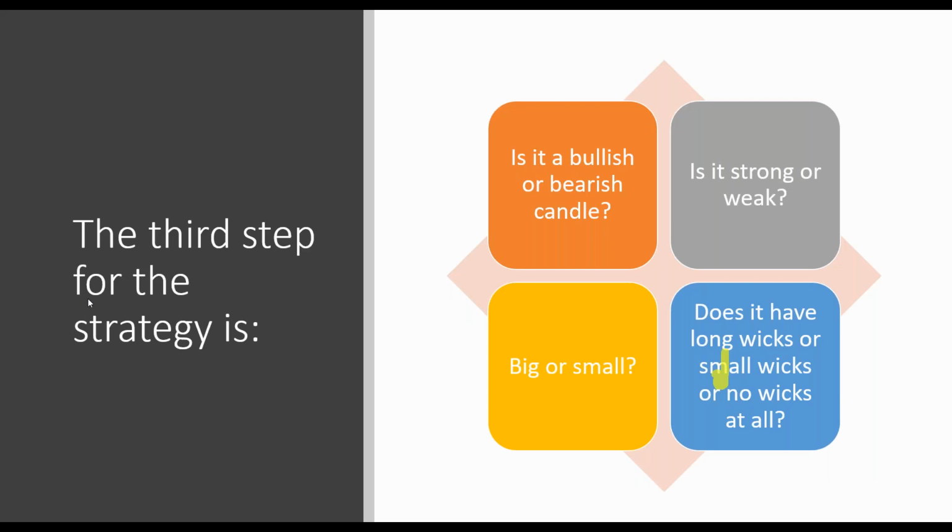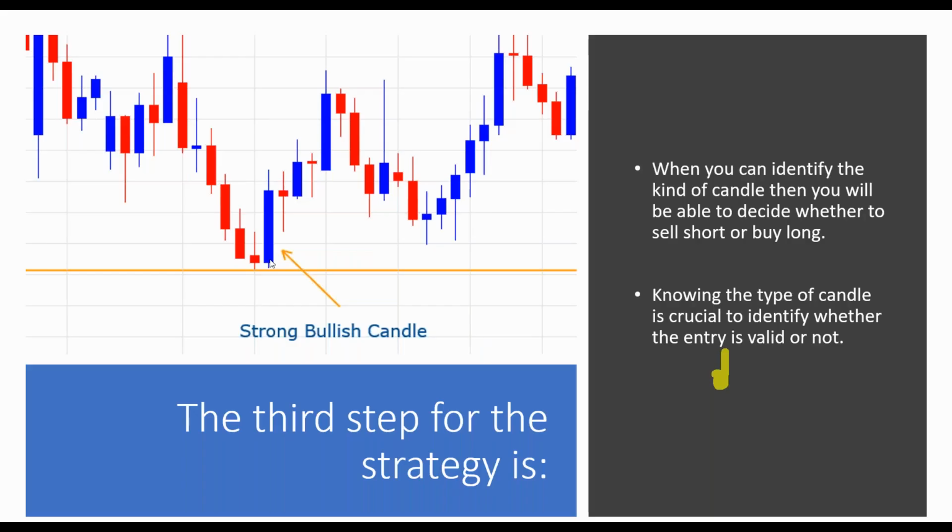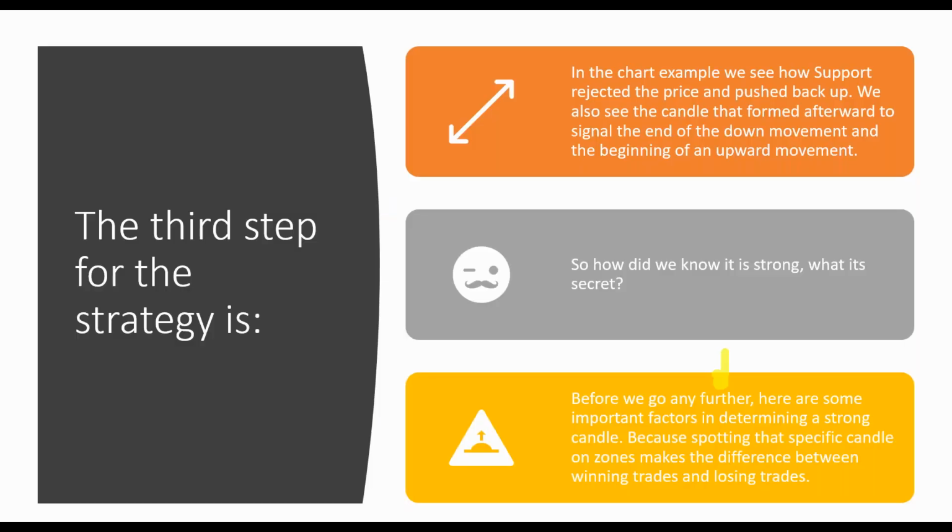So is this a bullish or bearish candle? Is it strong or weak? Is it big or small? Does it have long wicks, small wicks, or no wicks at all? So when we can identify the kind of candle, you will be able to decide whether to sell short or buy long. Knowing the type of candle is crucial to identify whether the entry is valid or not. So what we're trying to do is read what price is trying to tell us. We're looking at price on our charts and interpreting price action.